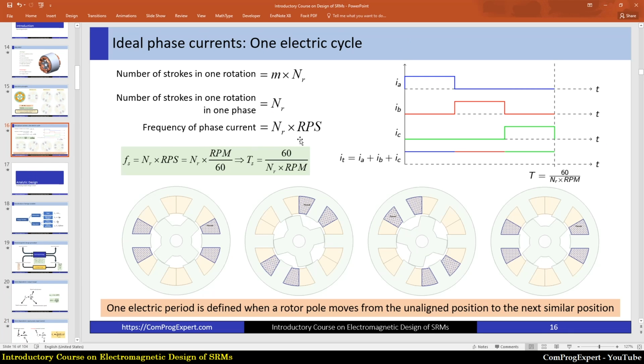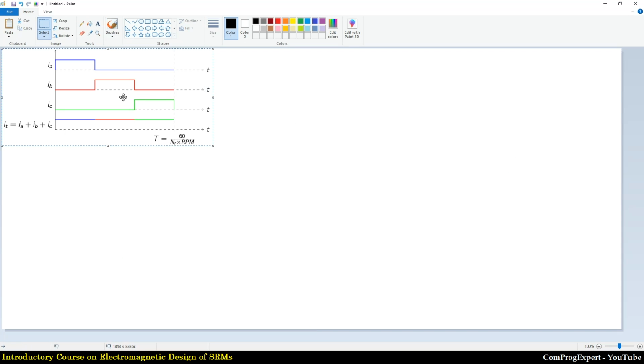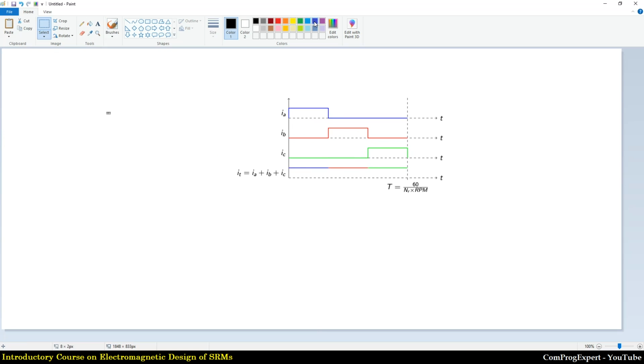Here we have ideal phase currents. Ideal phase currents and the summation of these waveforms results a constant value. This is a DC value. But in real case, we don't have this situation. In the real case, we have this kind of currents.